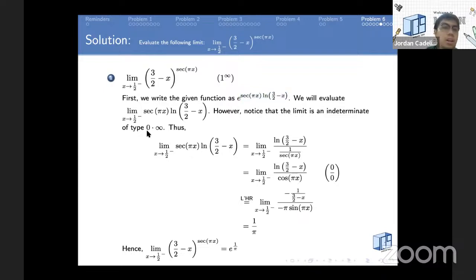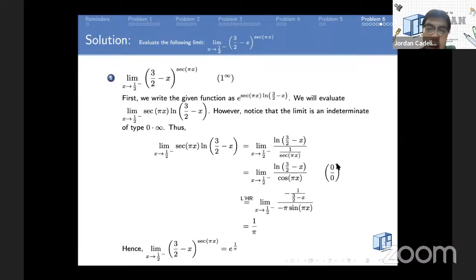So notice that the limit is an indeterminate form na type na 0 times infinity. Kaya ita-transform ulit natin siya into reciprocal. So kinuha dito yung reciprocal ng secant pi x which is 1 over secant pi x, or cos pi x. Since 0 over 0 na yan, we don't need to worry. So we now apply L'Hopital's rule dito. So ito, bale ang ln 3/2 minus x, yung derivative nito is 1 over 3/2 minus x times negative, kasi derivative ng ito is negative x. Kaya may minus siya dyan. Then ito naman, cos pi x, derivative niya is negative sin pi x. Tapos derivative ng pi x is pi, kaya negative pi sin pi x.